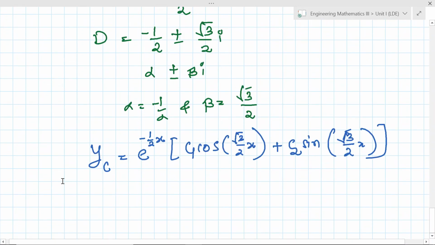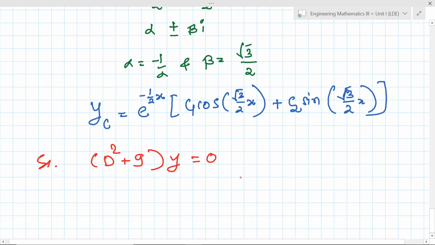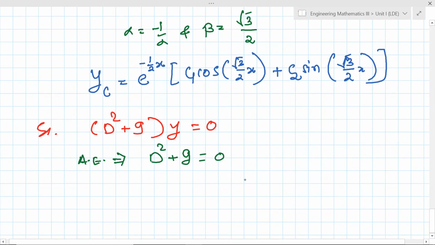Let us see one more example. Suppose I have d square plus 9 into y equal to 0. This is my equation, and I want to find the complementary function. What is my auxiliary equation here? My auxiliary equation is d square plus 9 equal to 0. It is very simple. Similarly d square plus 4 equal to 0, d square plus 16 equal to 0, d square plus 25 equal to 0. These are very simple equations.